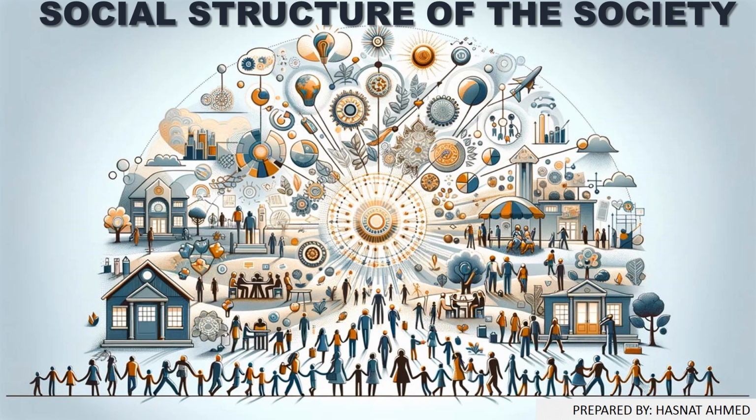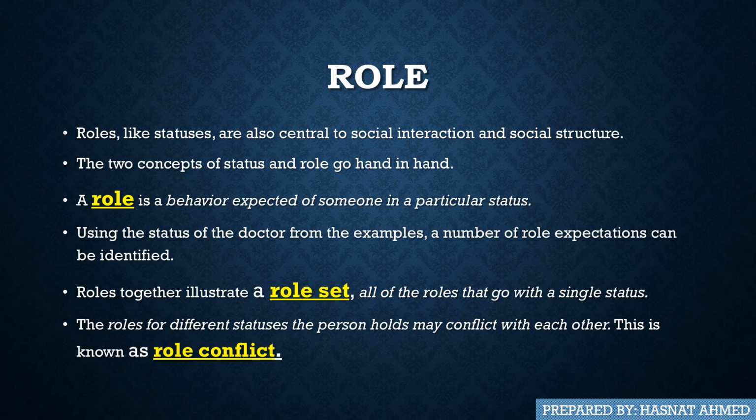Today's lecture is basically the conclusion of the previous lecture, which was about the social structure of society. In the previous lecture we discussed social status in order to understand the structure of society. Today I would like to conclude it by understanding the importance of the role. Role, like status, is also central to social interaction and social structure. These two concepts go hand in hand and parallel to each other to elaborate the importance of society.